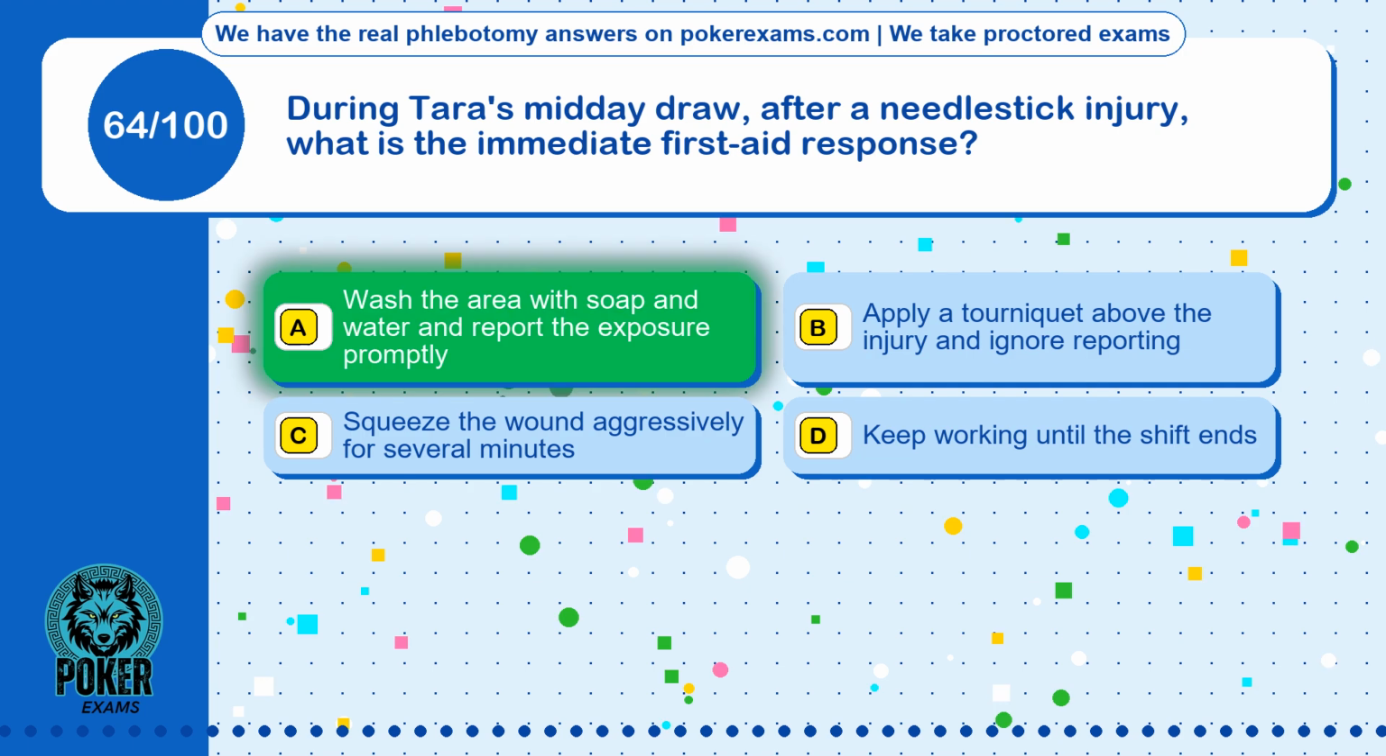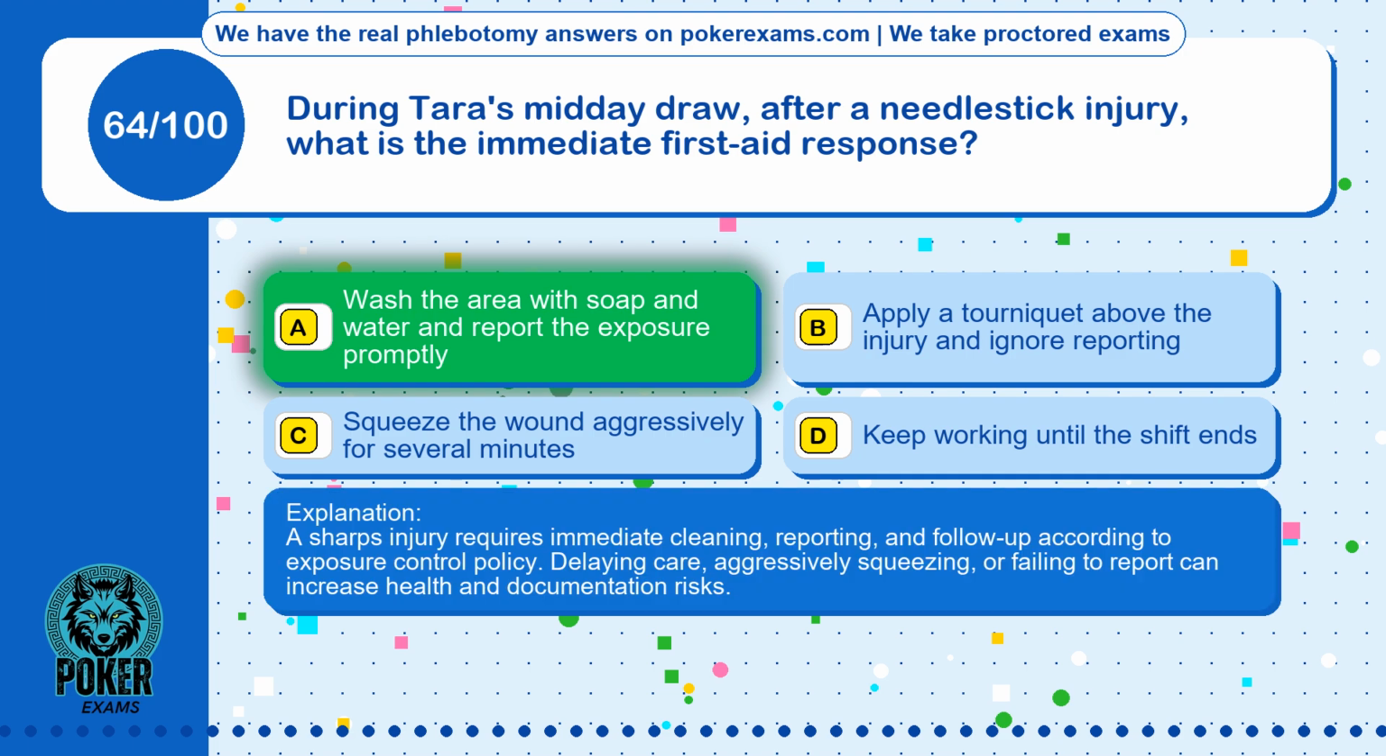The correct answer is option A. Wash the area with soap and water and report the exposure promptly. A sharps injury requires immediate cleaning, reporting, and follow-up according to exposure control policy. Delaying care, aggressively squeezing, or failing to report can increase health and documentation risks.